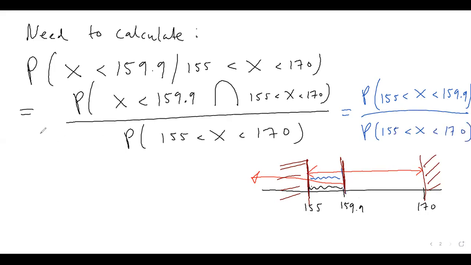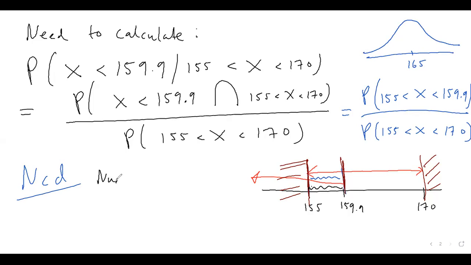So this is now a normal CD calculation, using your normal cumulative distribution function, which accumulates areas under this normal distribution. So it's integrating areas under the curve. So we've got this normal distribution with a mean of 165. To calculate the numerator, I'm going to call it num, for numerator, your lower is going to equal 155.